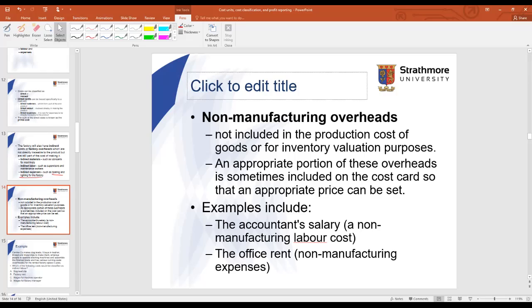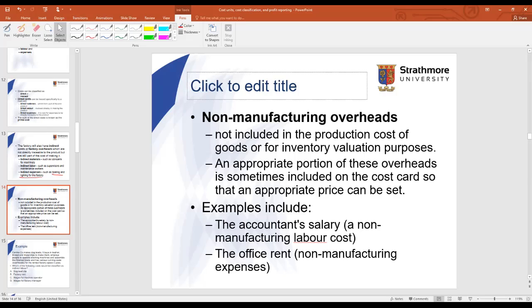The rent that is paid for the factory can be included in the product cost as an overhead. However, the rent that is incurred in the head office should not be included as part of the product cost. That is the key distinction between manufacturing overheads and non-manufacturing overheads.